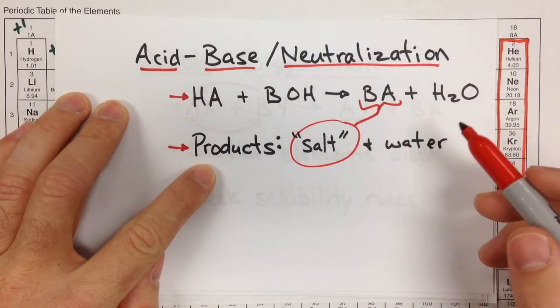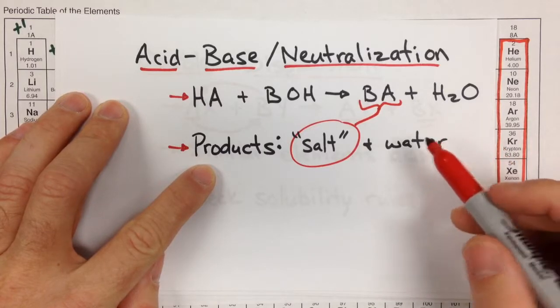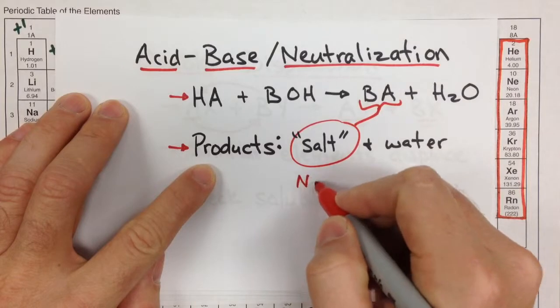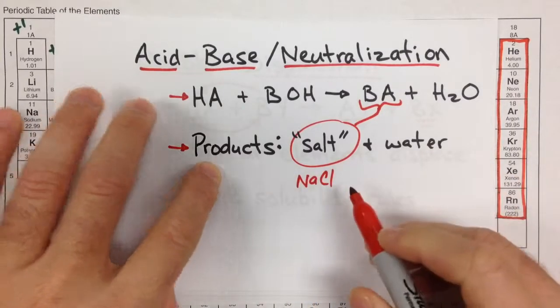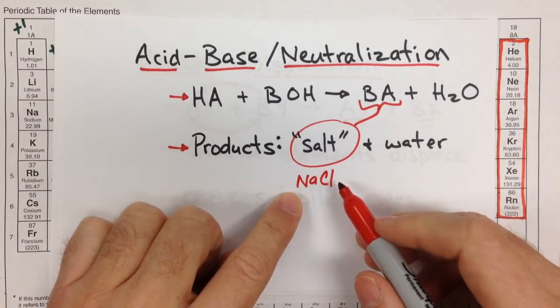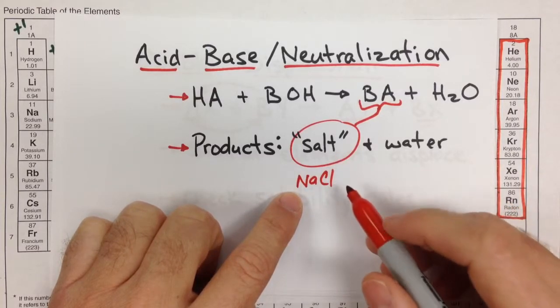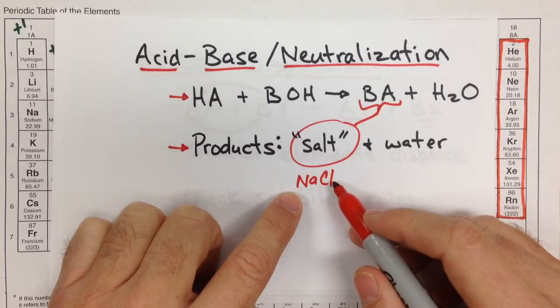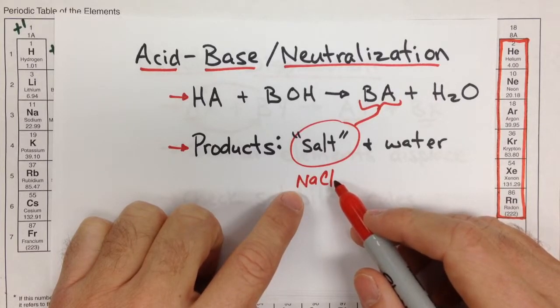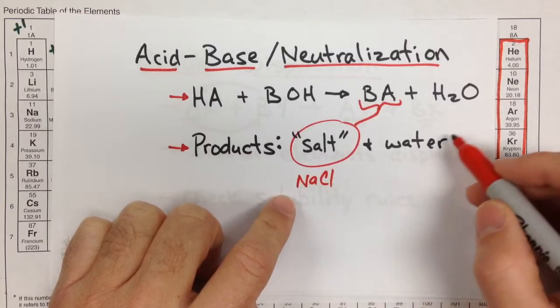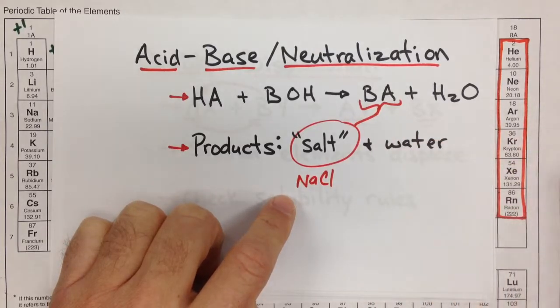Now, many students and many people in general think that salt is strictly sodium chloride, so that it's strictly NaCl. And that is accurate. Salt is NaCl, but it also could be MgCl2. It could take on many different shapes. It does not need to have chlorine. It does not need to have sodium in it. It just needs to be an ionic compound. And then the other product, of course, is water.